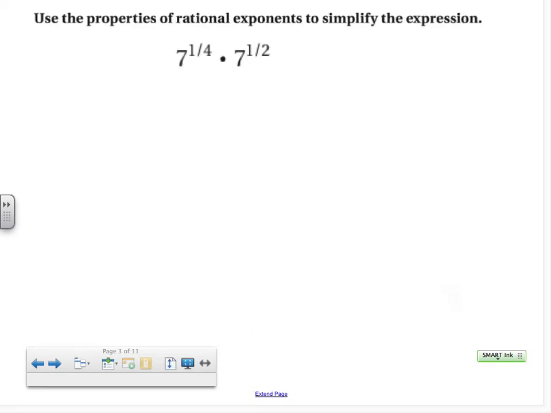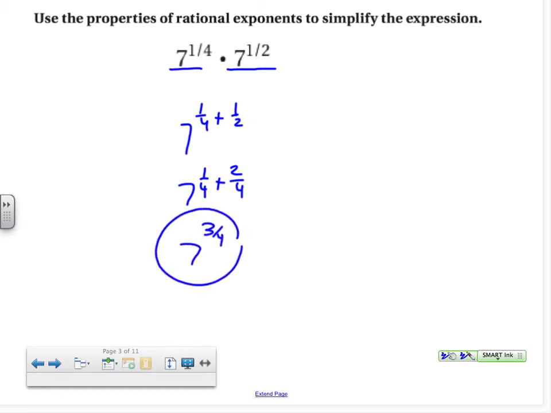So let's use these properties. We've got 7 to the 1/4 times 7 to the 1/2, right? So what we're going to do is apply the properties. We've got two exponents that are multiplied and have the same base, so we're just going to add the exponents. We're going to take 7 to the 1/4 plus 1/2. We're adding fractions, so make sure we have a common denominator. 1/2 becomes 2/4. So we've got 7 to the 3/4.